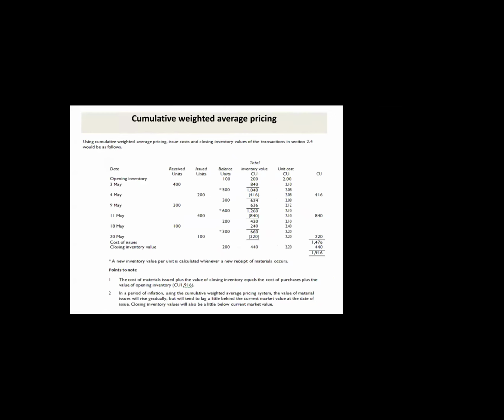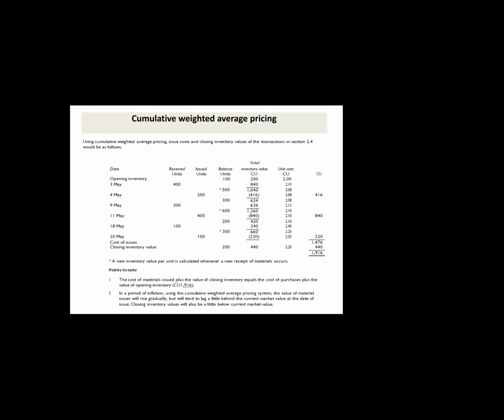So point to be noted, let's check our inventory: closing inventory 200 at the rate of 2.20 is 440, and our issued product is 1476, and our value of total inventory, including closing inventory, is 1916. So the point to be noted here, one new line added with the star. A new inventory value per unit is calculated whenever a new receipt of material occurs. Under the cumulative weighted average method, a new inventory value is calculated whenever we receive a new product.